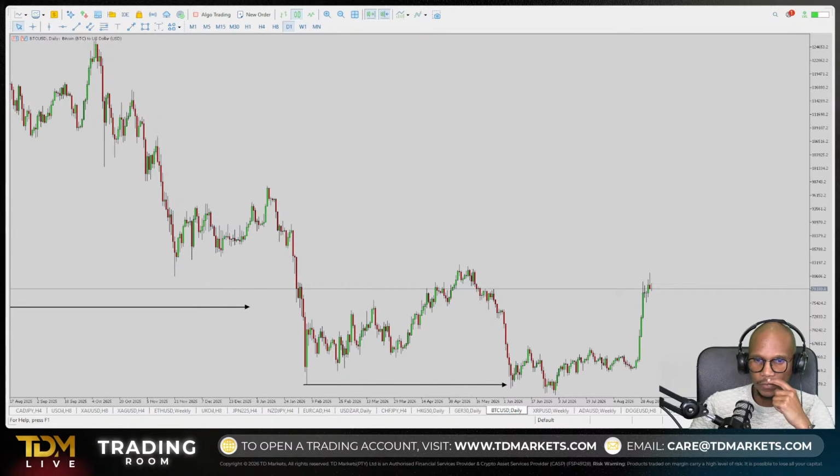So the first lesson, ladies and gentlemen, the very first lesson in trading, is to protect your capital. Protect your capital.